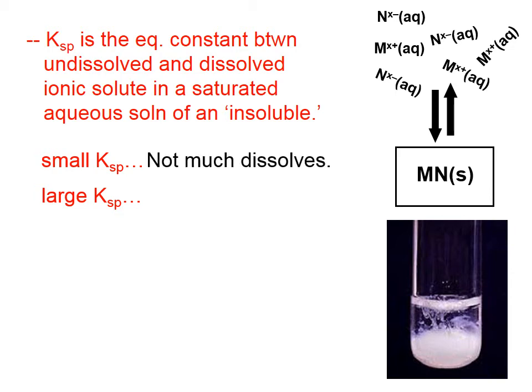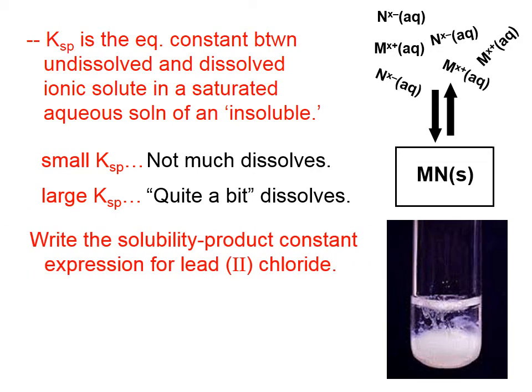A compound that has a small Ksp, not much dissolves. A compound with a large Ksp, quite a bit dissolves. And I put "quite a bit" in quotes because, by definition, any compound that has a Ksp is, quote, insoluble, unquote. So an insoluble compound certainly isn't going to have much in terms of ions floating around. But the larger the Ksp value, the more ions there are in the solution of this insoluble.